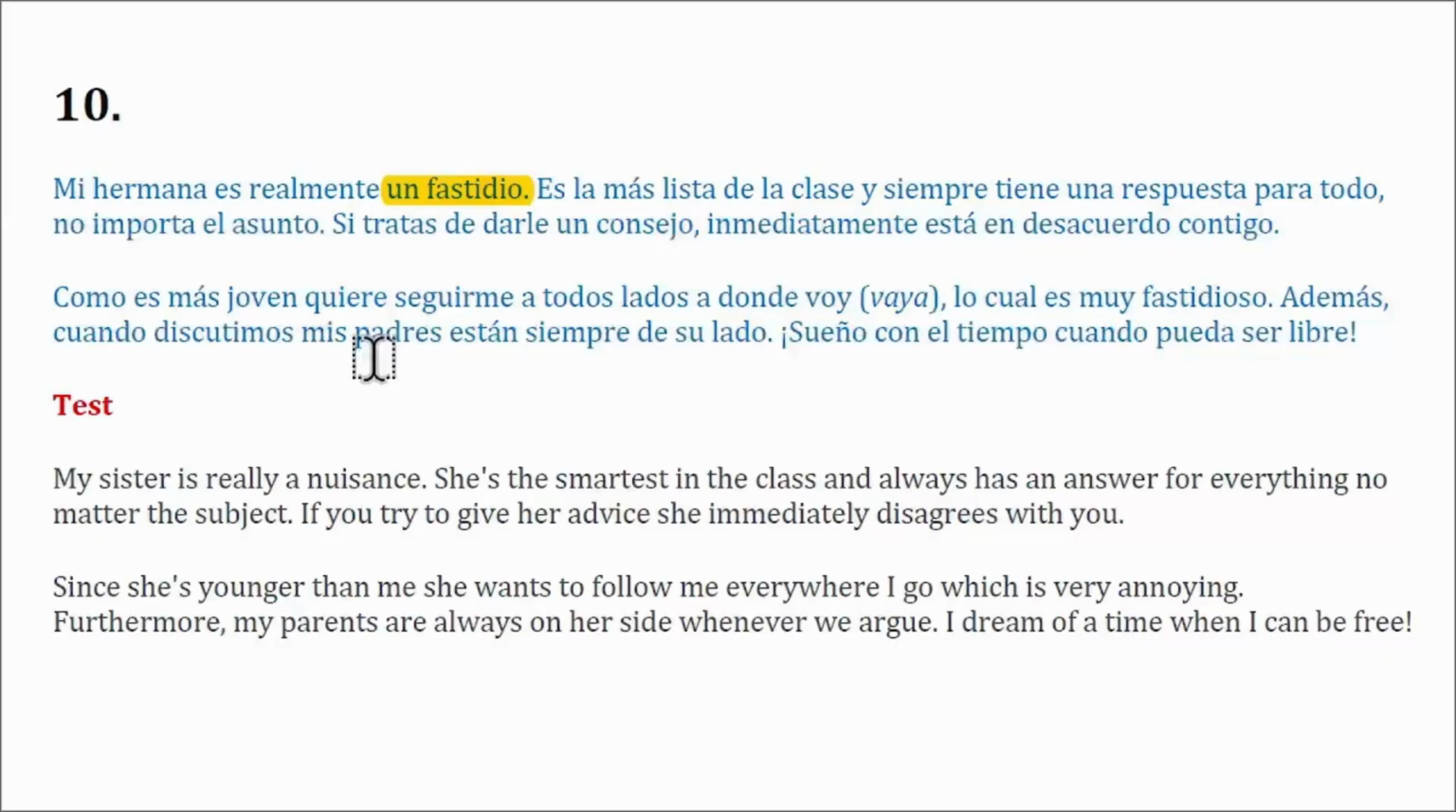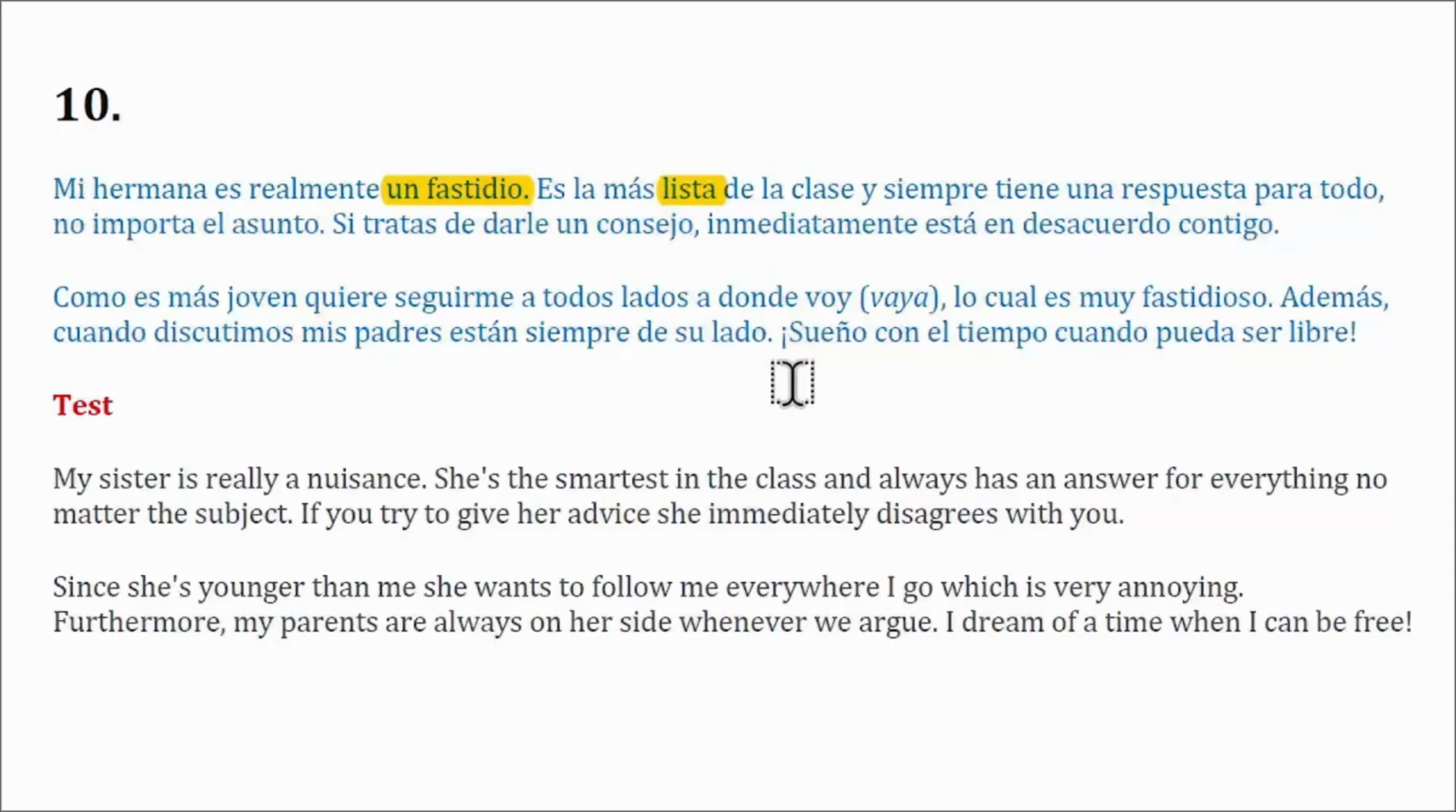It continues then with es la más lista de la clase. Normally, we're used to the word listo or lista, meaning ready, but it also carries the meaning of being clever in Spanish. So she is the most clever, meaning the smartest in the class. And notice in English, you would say in the class, but in Spanish, it's of the class. So, es la más lista de la clase.